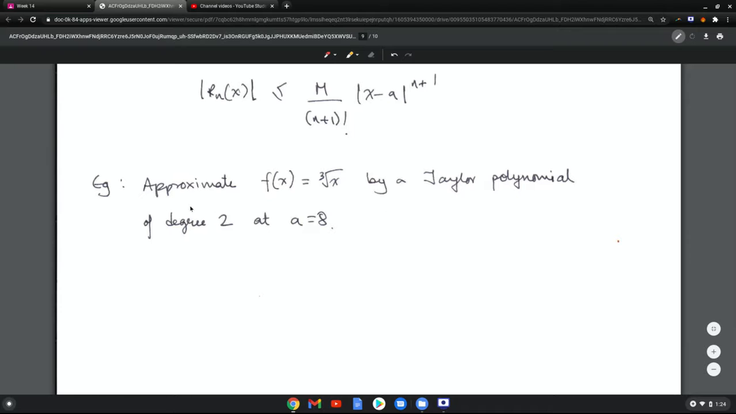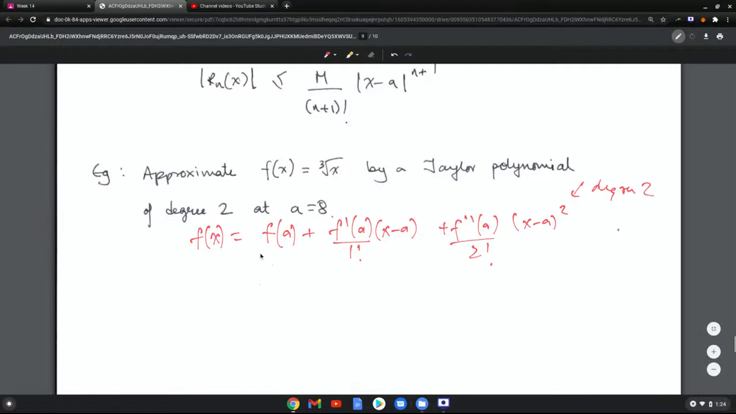It says approximate this function by a Taylor polynomial of degree 2. Degree 2 means you're only going up to, remember, f of x would be given as f of a plus f prime a over 1 factorial times x minus a, plus f double prime a times x minus a squared over 2 factorial. So that's it. You stop here because that is degree 2.